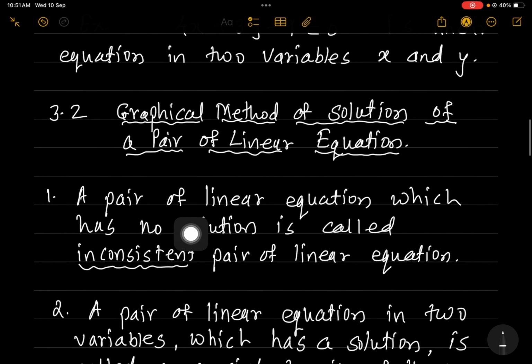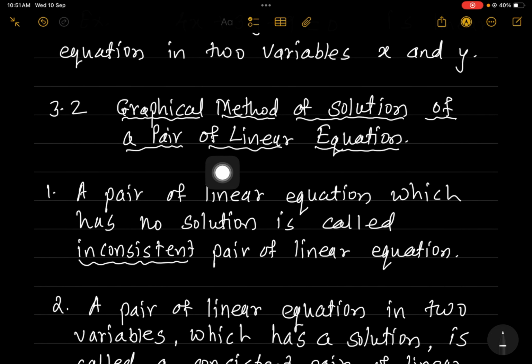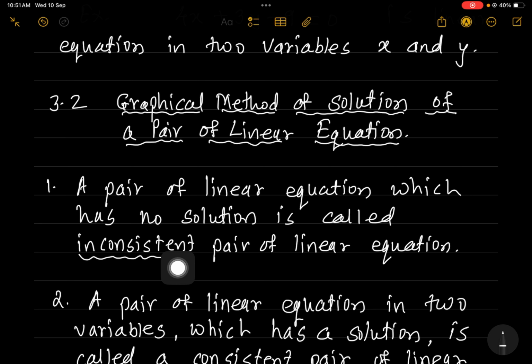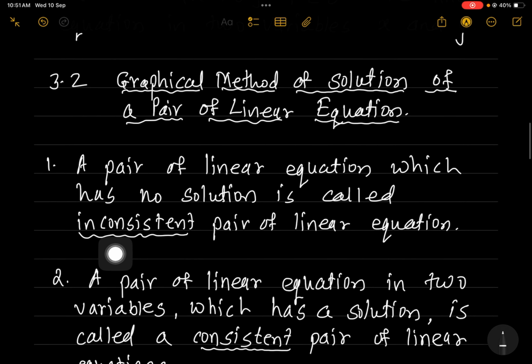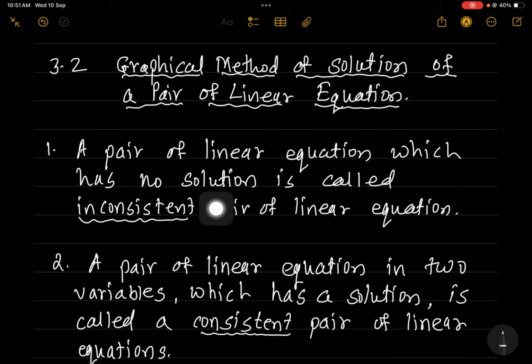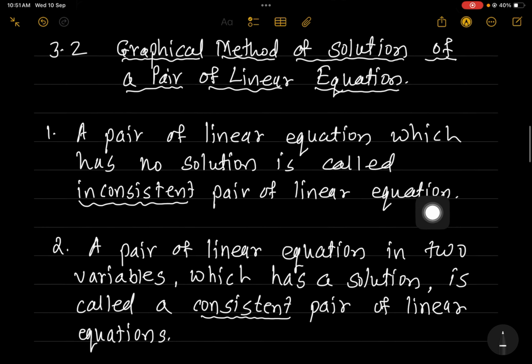Here a pair of linear equations means a pair is given, that is, two equations are given. A pair of linear equations which has no solution is called an inconsistent pair of linear equations. Inconsistent means that when we are solving the equations, we are not getting a solution. No solution means it is an inconsistent pair of linear equations.